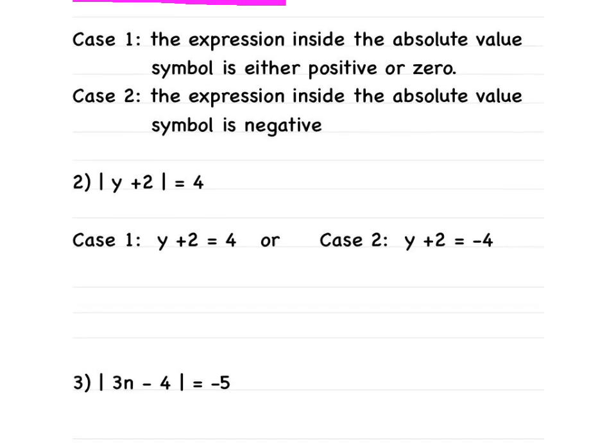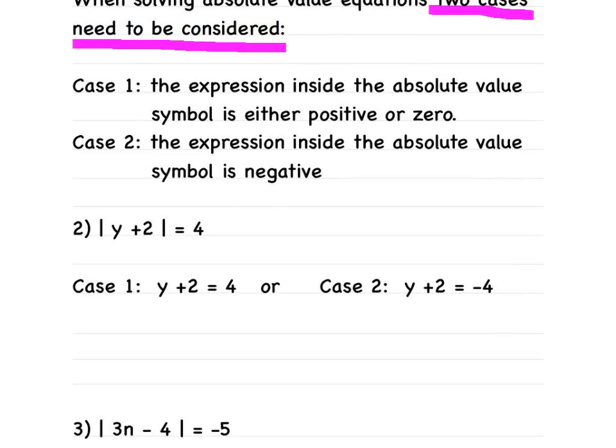Okay, let's look at example number 2. Please write this down. We have the absolute value of y plus 2 is equal to 4. The absolute value of y plus 2 is equal to 4. Well, let's think about that. Whatever is within the absolute value bar, in this case, this expression y plus 2, must be 4 units away from 0 on a number line.